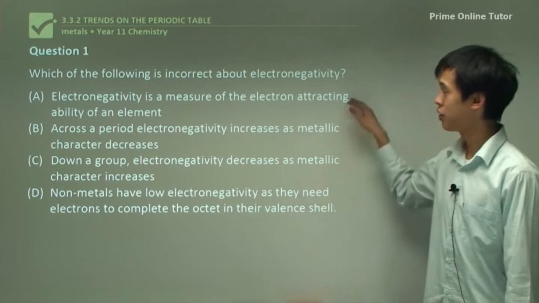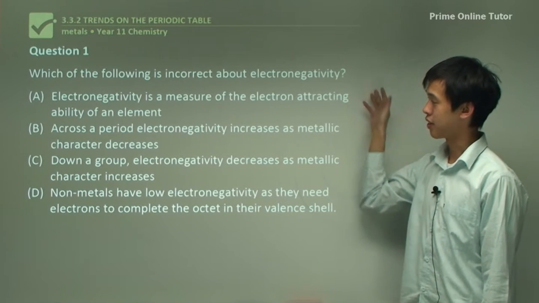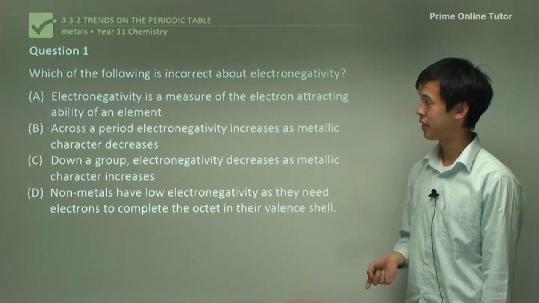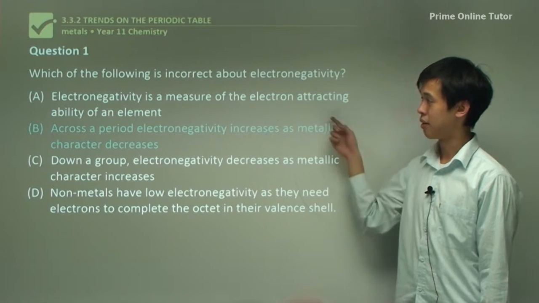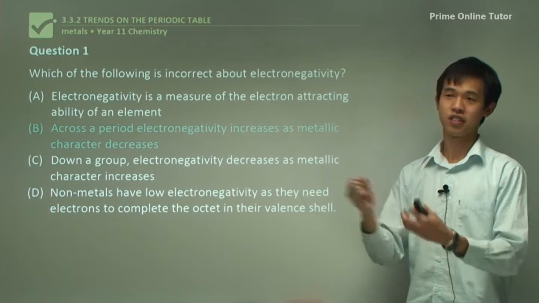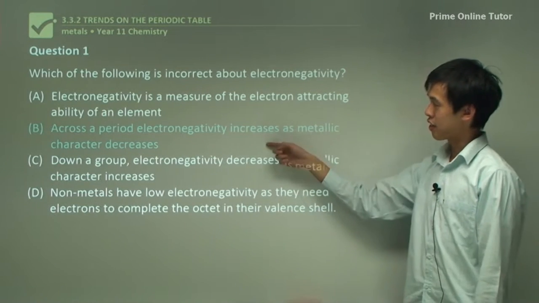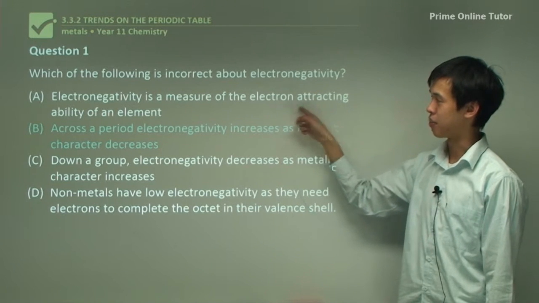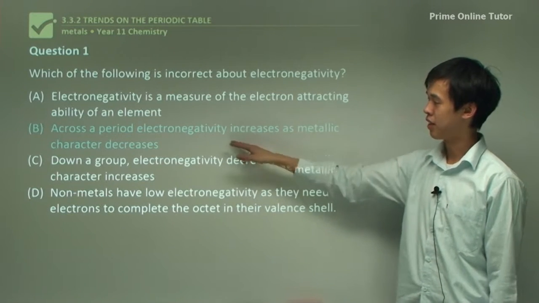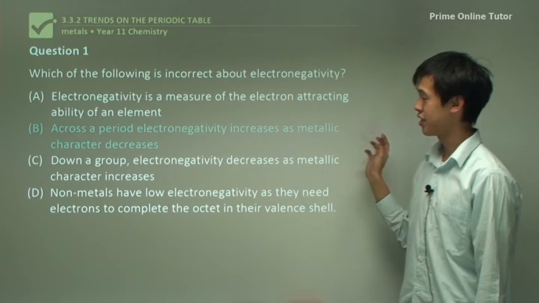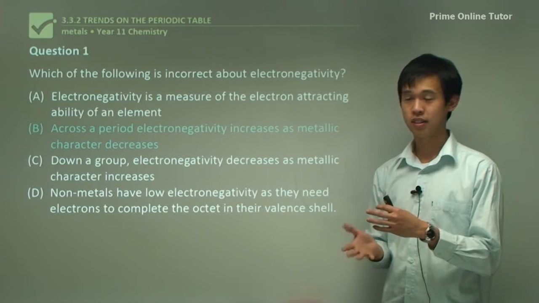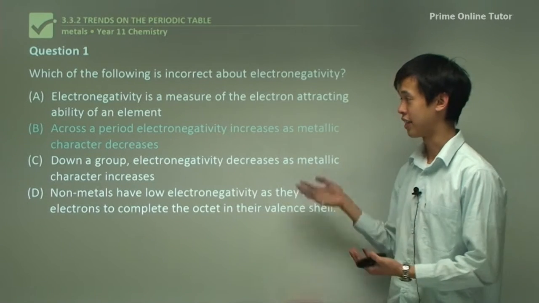So question 1: which of the following is incorrect about electronegativity? A, electronegativity is the measure of the electron attracting ability of an element. That's not quite right. It doesn't really attract random electrons, it attracts electrons in a bond. So this one is correct enough, so it's not the answer for this question. B, across a period, electronegativity increases as the metallic character decreases. Yes, that's true. We want less metallic elements to have stronger electronegativity, so this is not the right answer.